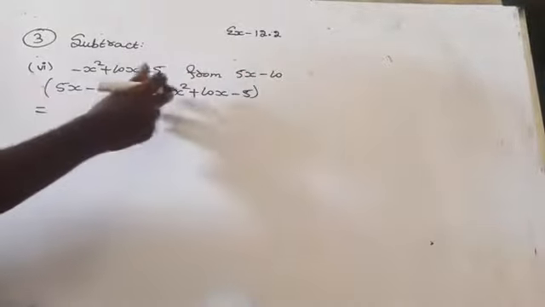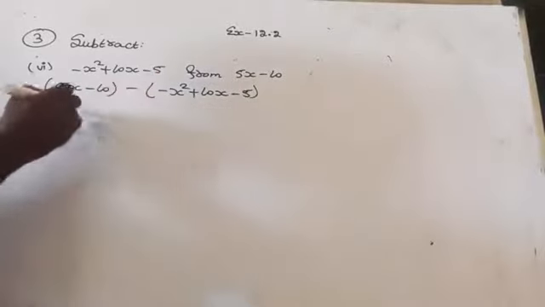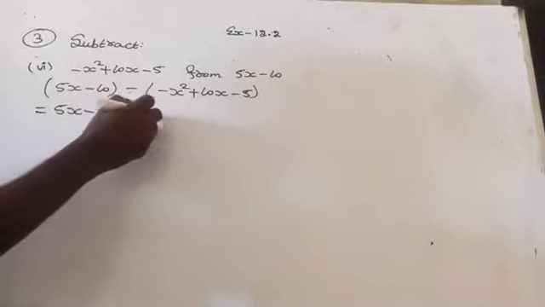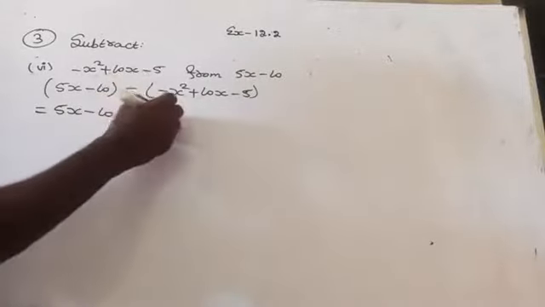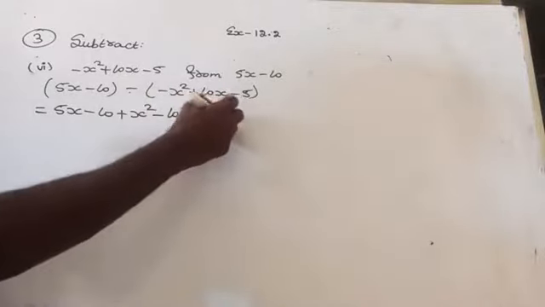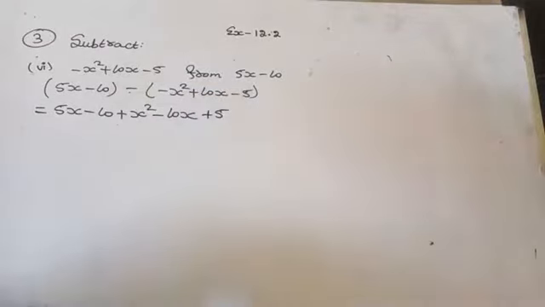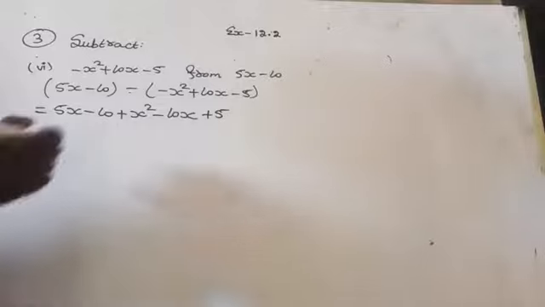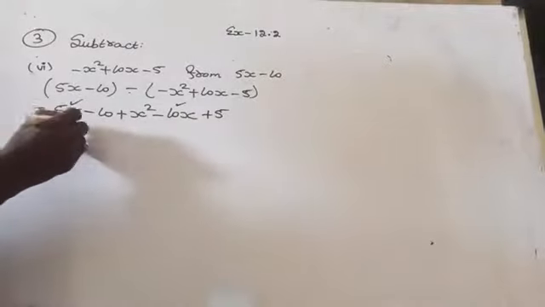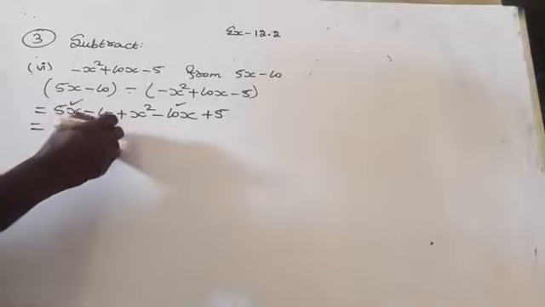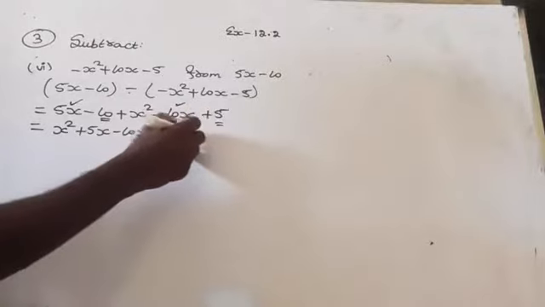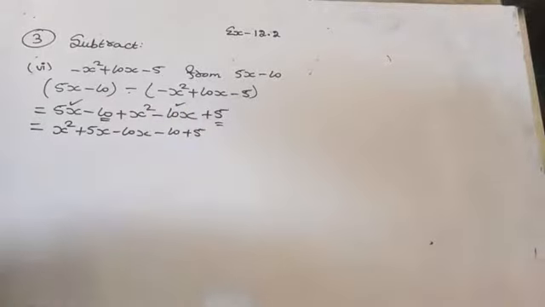That is, first you remove the bracket by multiplying the minus sign inside. So 5x minus 10, minus into minus is plus x square, minus into plus is minus 10x, minus into minus is plus 5 here. Now group the like terms. Now these two terms are like terms, that is 5x and minus 10x, and then x square term here, plus 5x minus 10x, and then group the constant term, that is minus 10 plus 5 here.